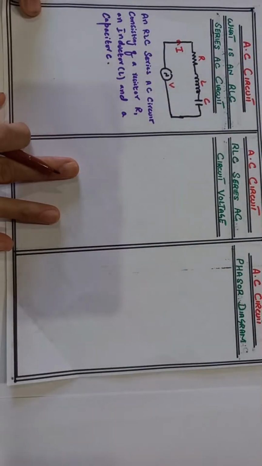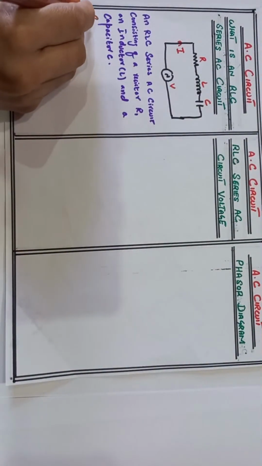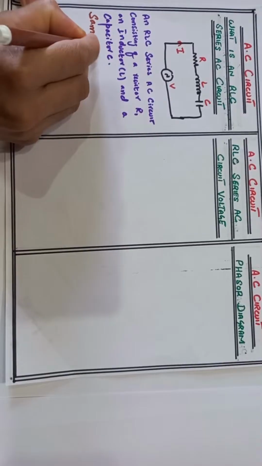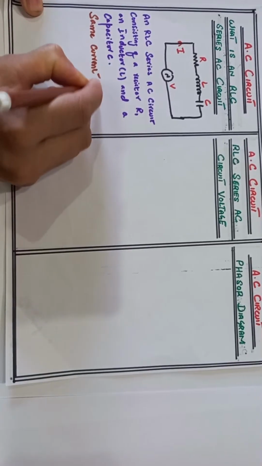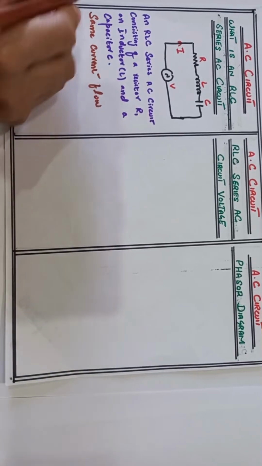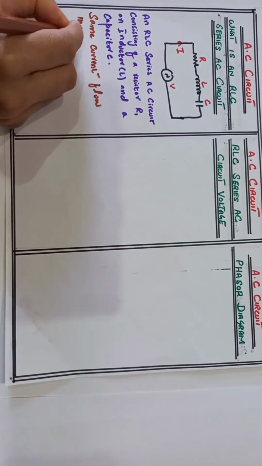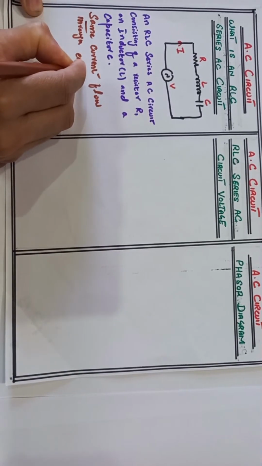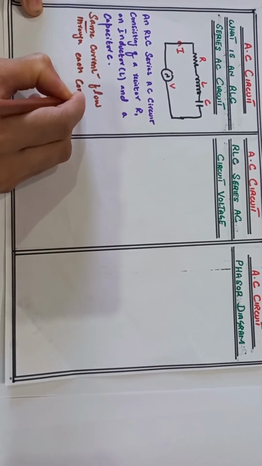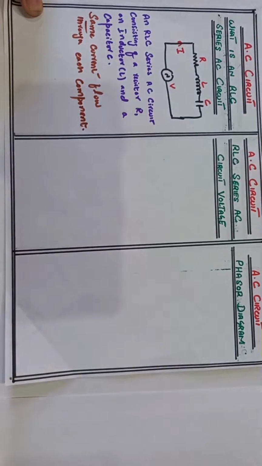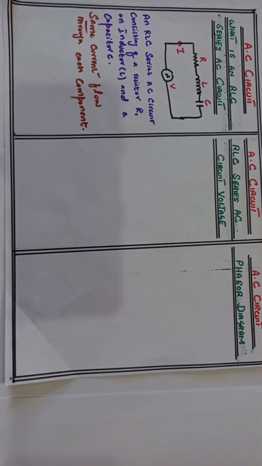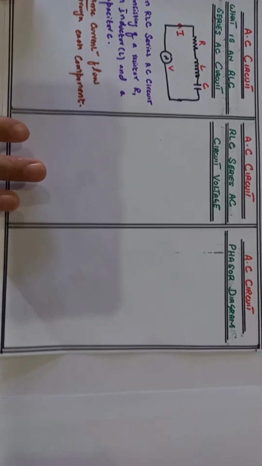So here we write that the same current flows through each component. Next we discuss the RL series AC circuit voltage. Okay, now here we discuss the voltage.